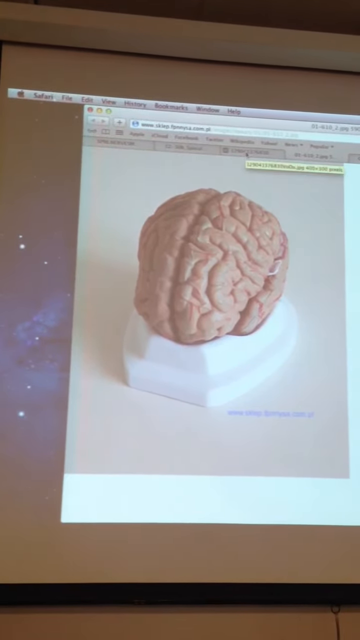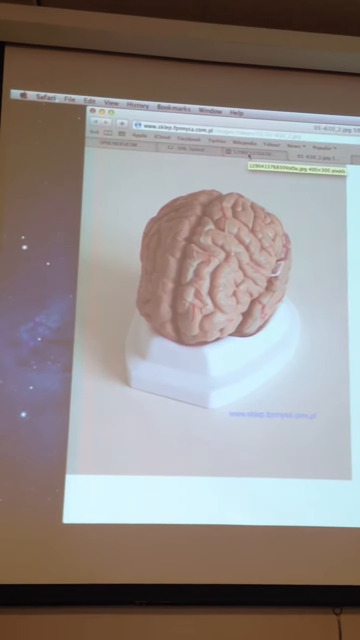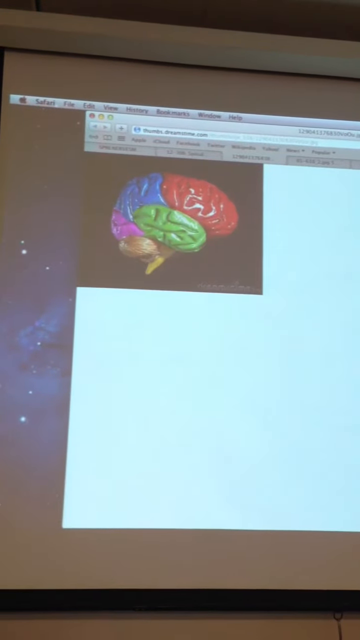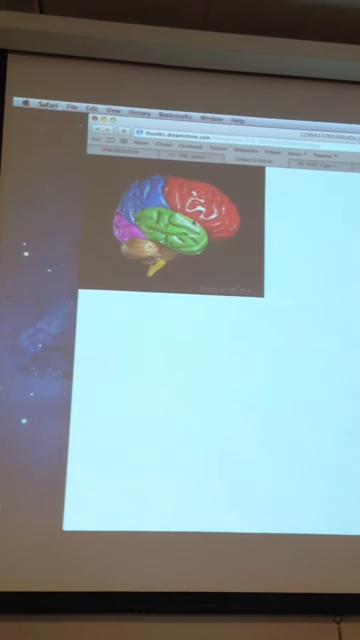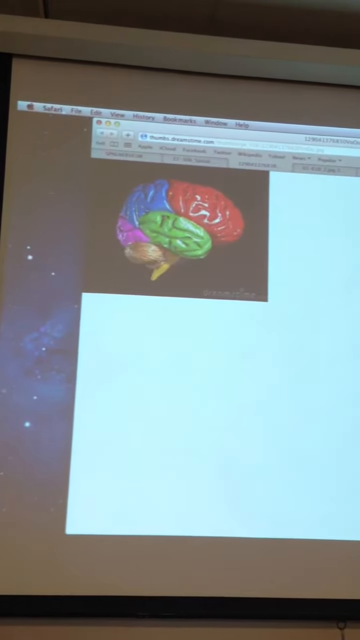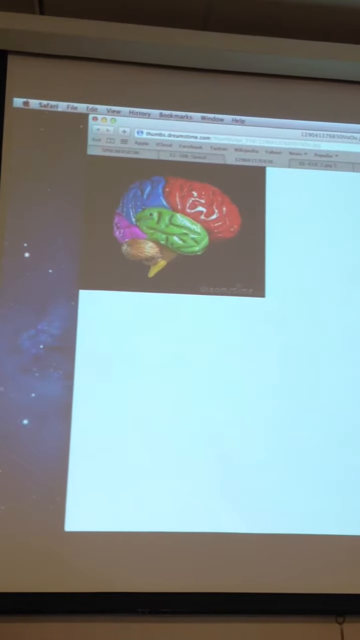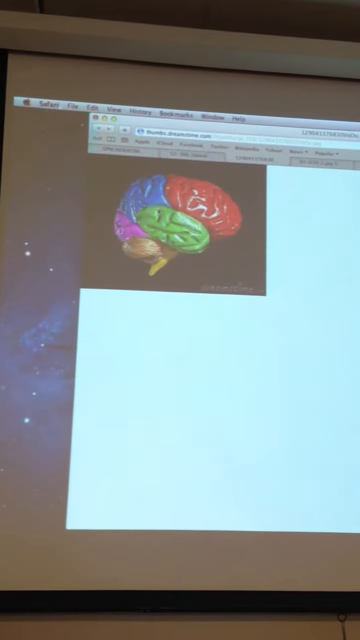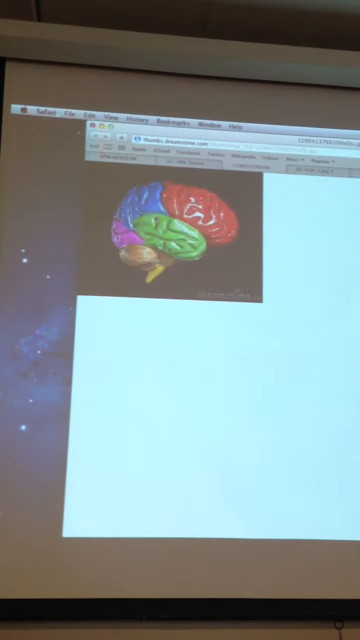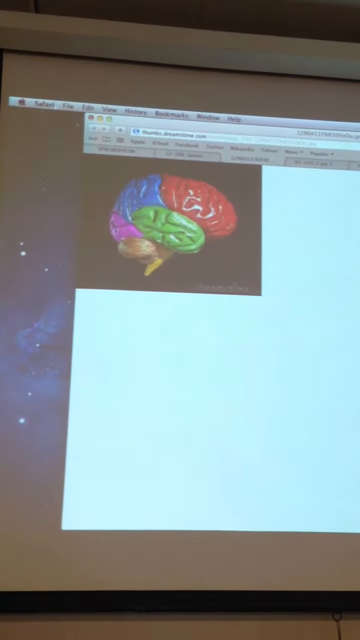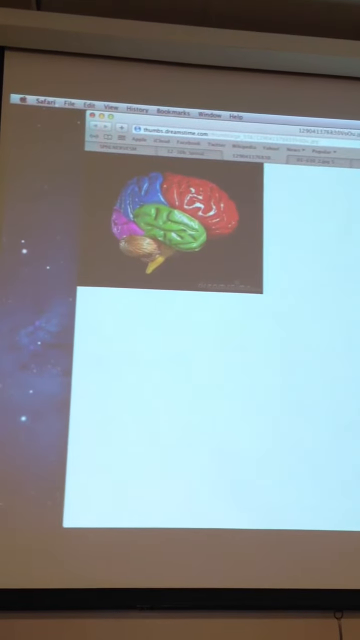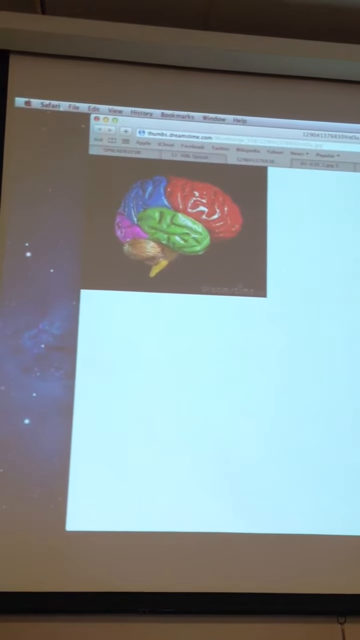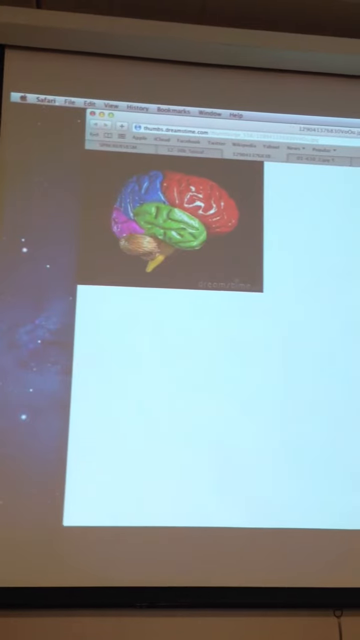Alright, next we'll talk about the sulcuses. We have the lateral sulcus and the central sulcus. The lateral sulcus is right here, and it splits the temporal region from the frontal and a little bit of the parietal. Now next we have the central sulcus. The central sulcus splits the frontal lobe from the parietal lobe. It's right here.